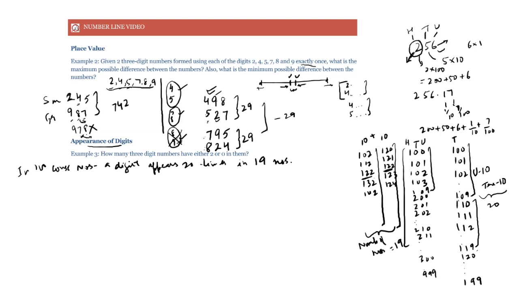So how many 3-digit numbers have either 2 or 0 in them? Now, first of all, how many 3-digit numbers have a 2 in them? The first thing that comes to mind is all the numbers from 200 to 299, which means the 100 numbers over here, they'll have a 2 in them for sure, because they already have a 2 in the hundreds place. So these 100 numbers have a 2 in them.